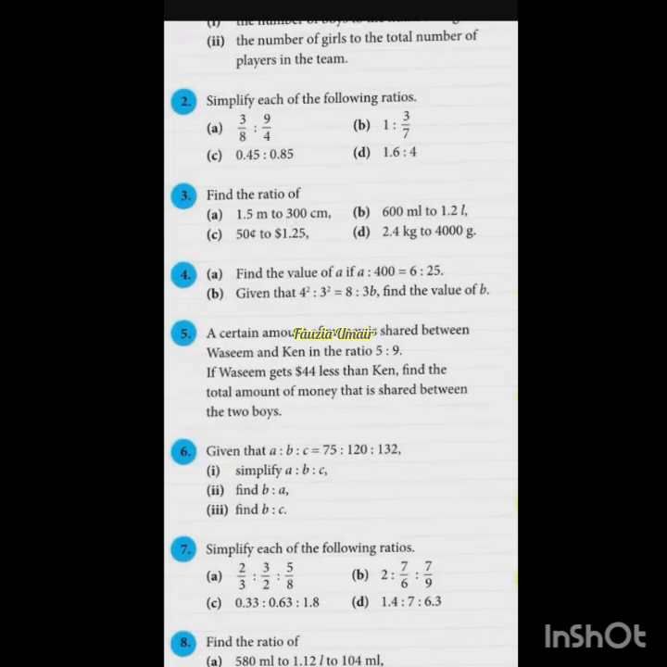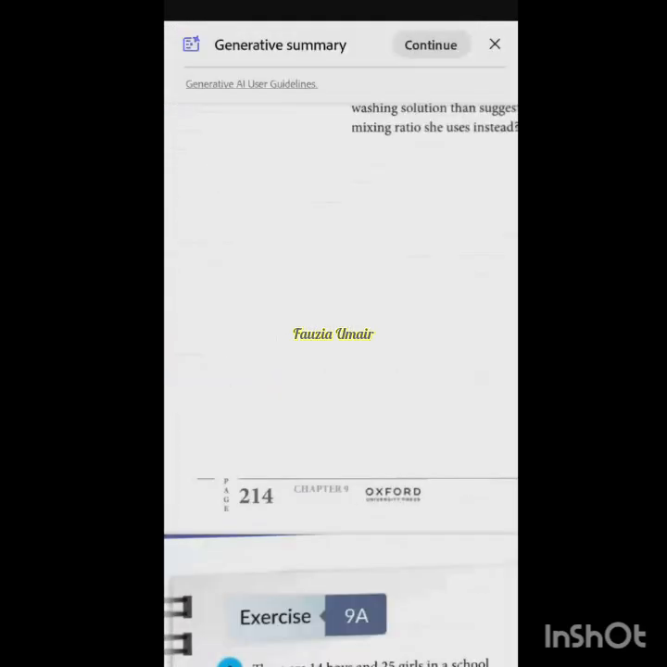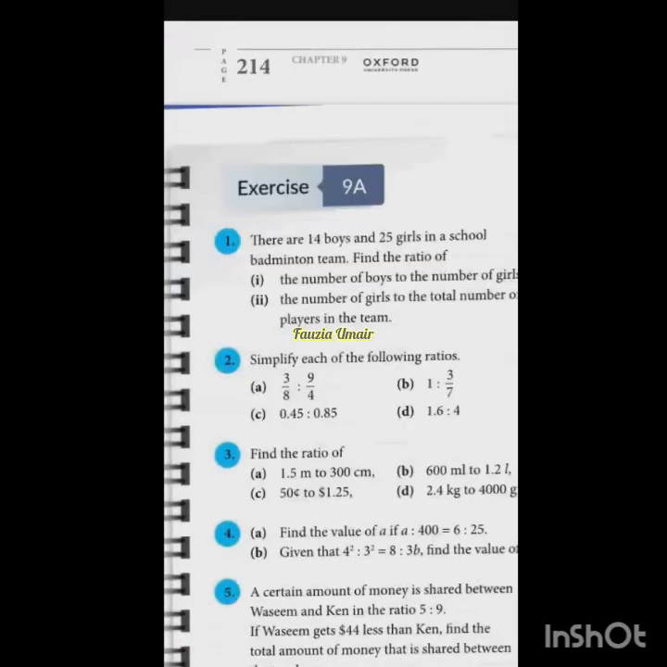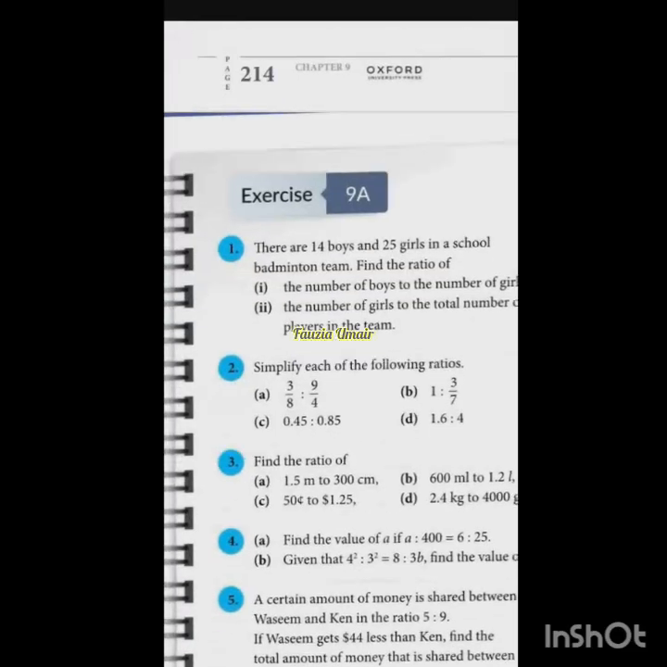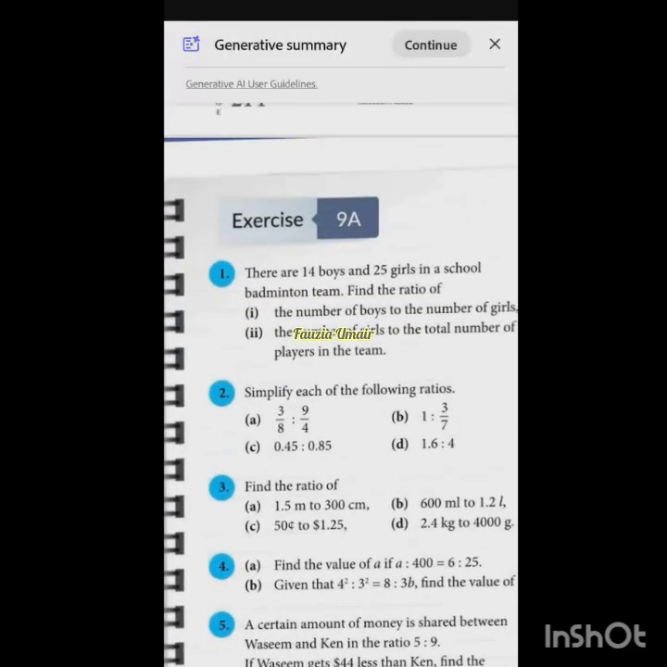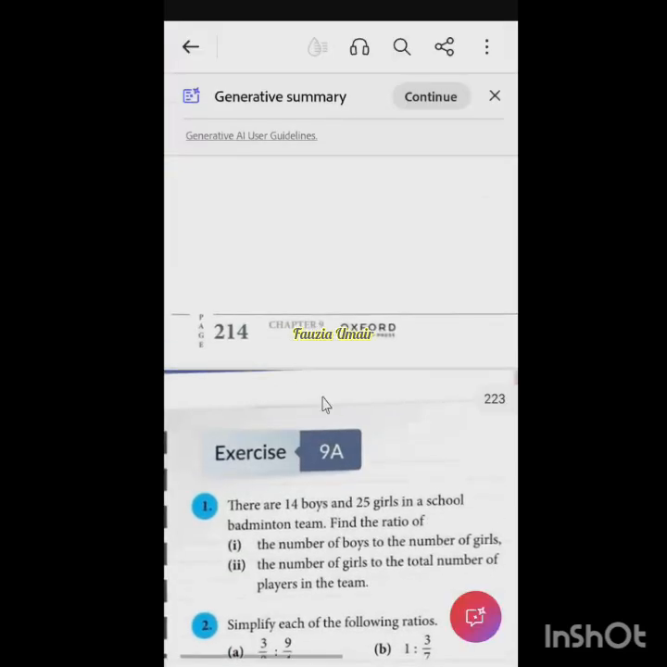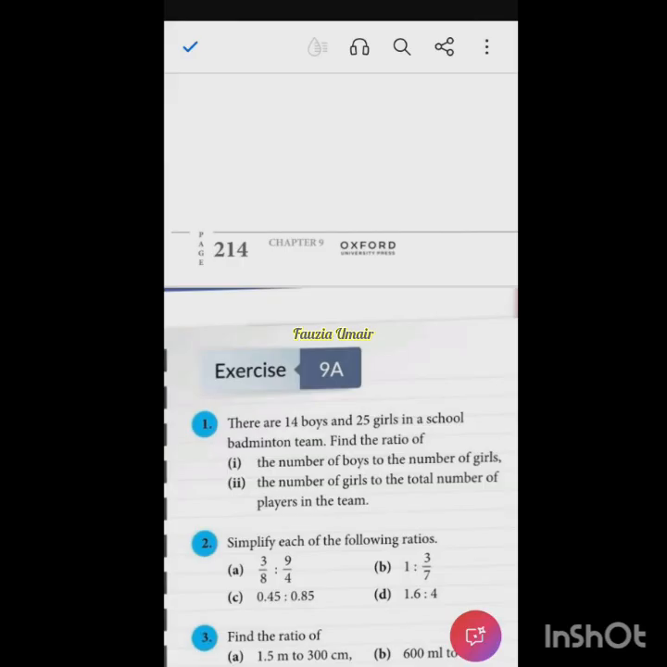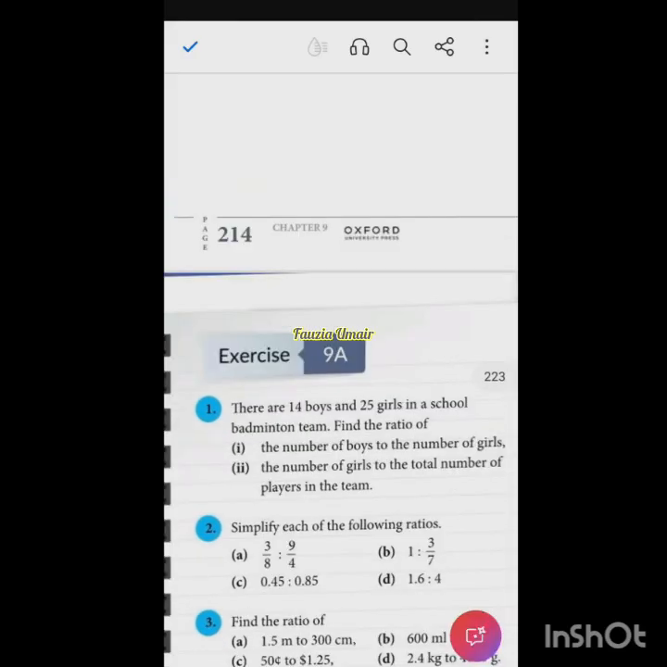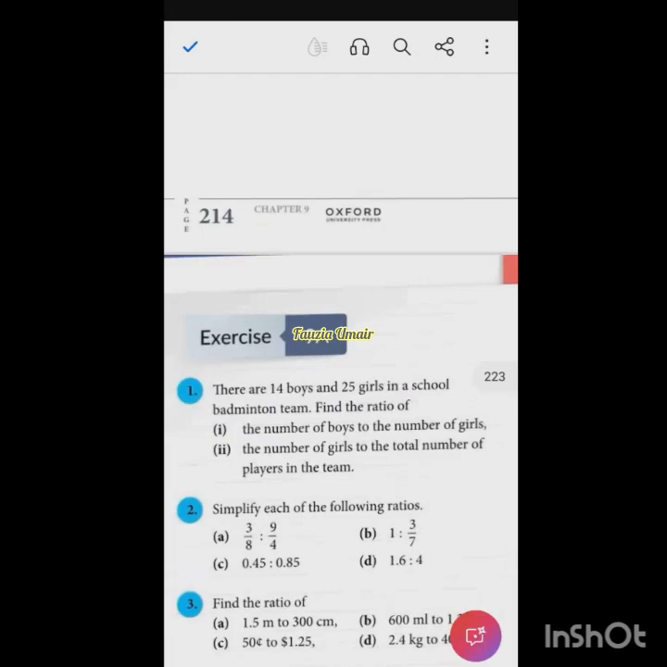So we can solve it somewhere here, there is a space on the top. We will start with question number 3. Find the ratio of 1.5 meter to 300 centimeter. Now the question is, why is the unit written with the question? Because there are different units, one is centimeter and one is meter. Very good, now you got the point. Because there are two different units, that's why the unit is written, right?